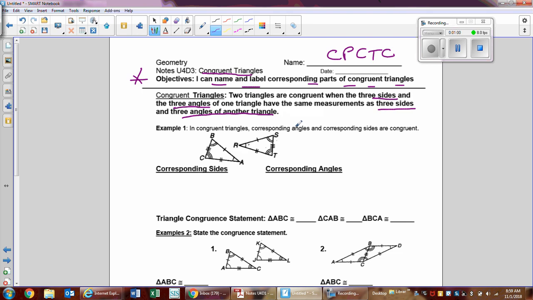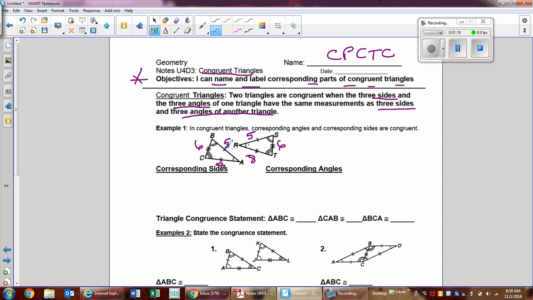It doesn't mean all of them are going to be 5, 5, 5 or 6, 6, 6. It means one side is 5, that means the other side would be 5. If this is 6, this would be 6. If this is 8, this would be 8. That's what it's talking about. And the same thing goes with the angle.